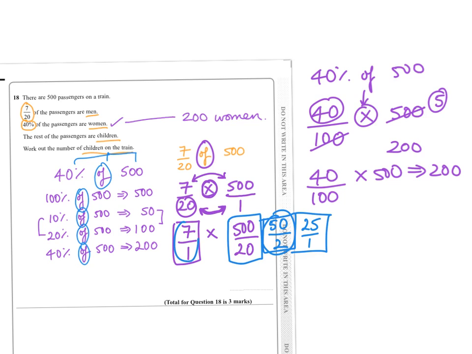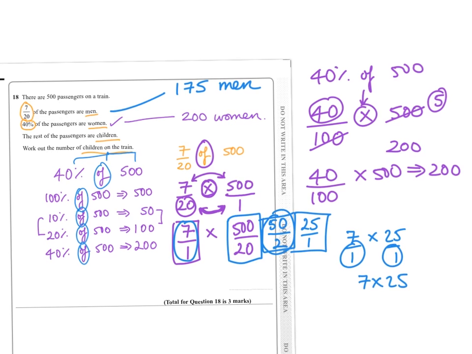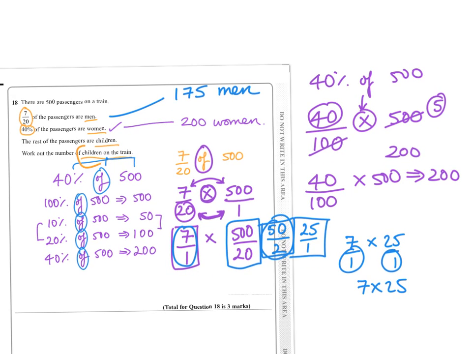So what you'll be left with is 7 whole ones times 25 whole ones, and then you don't need to write this denominator here, so the answer would just be 7 times 25. And if you know that 4 25s is 100 and 3 25s is 75, then you've got the answer here, that there would be 175 men.